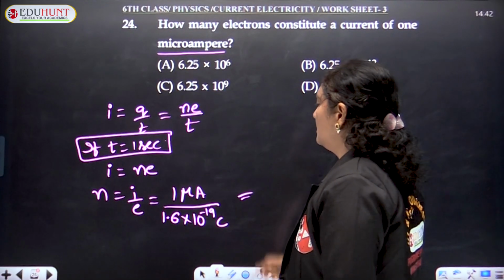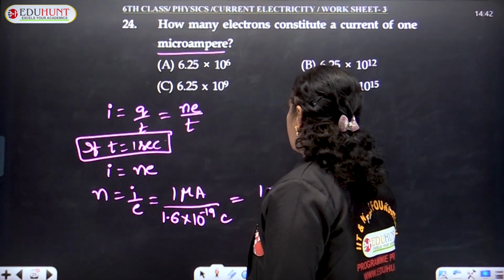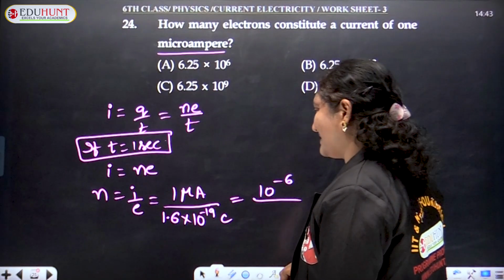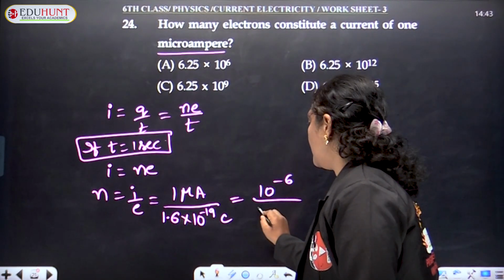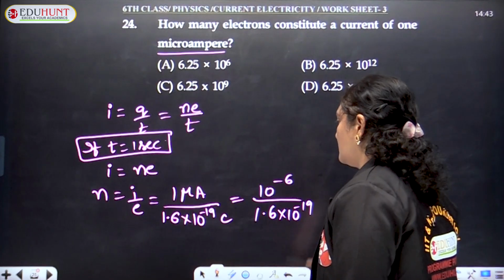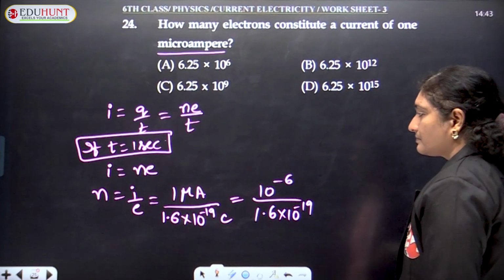So, write it in. 1 microampere in SI system can be written as 10 power minus 6 amperes, and this is 1.6 into 10 power minus 19. So, the number of electrons here you can find out.